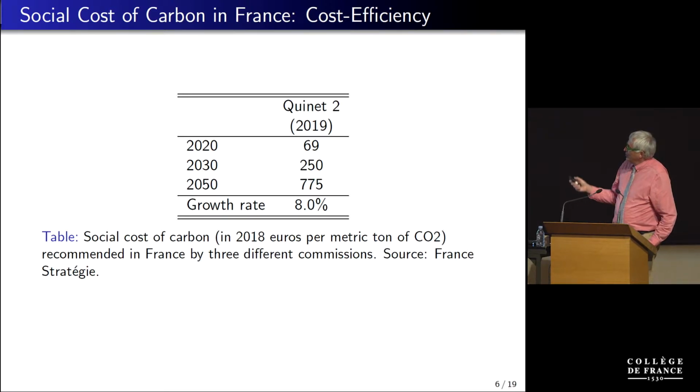And they answered the question in that way. We should have a carbon price for France around 69 euros per ton of CO2 by that year, growing to something like, in expectation, 775 euros per ton of CO2 by the year 2050. That also corresponds to a growth rate of 8% per year. I would like to focus on the issue of whether this growth rate around 8% per year for the carbon price is compatible with an efficient allocation of the mitigation effort over time.